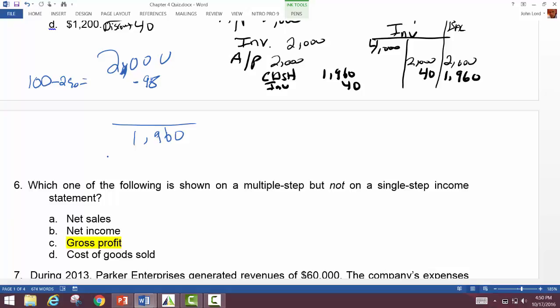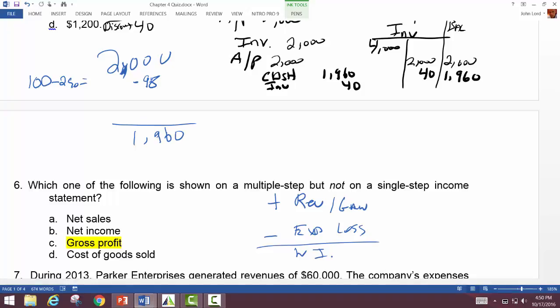Anybody remember the way the single step worked? We had all of the what? Sort of all the revenues and gains up in one big section, right? And then we had all the minuses, which were my expenses and losses, in one big section. And then we just came up with net income, right? We didn't stop at our gross profit. We didn't stop at our operating income and then take the non-operating items out separately, right?